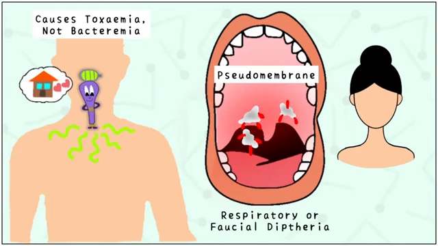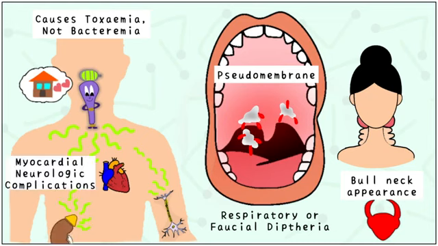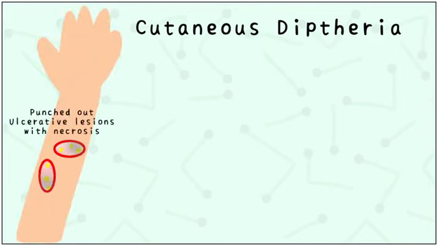If the inflammation extends into the larynx and the bronchial airway, it can cause obstruction, which is life threatening and should be treated immediately. Massive tonsillar swelling and neck edema is another important characteristic, giving the infected person a bull neck appearance. Diphtheria toxin has an affinity for cardiac muscle, nerve endings, and the adrenals, which causes neurologic and myocardial systemic complications.